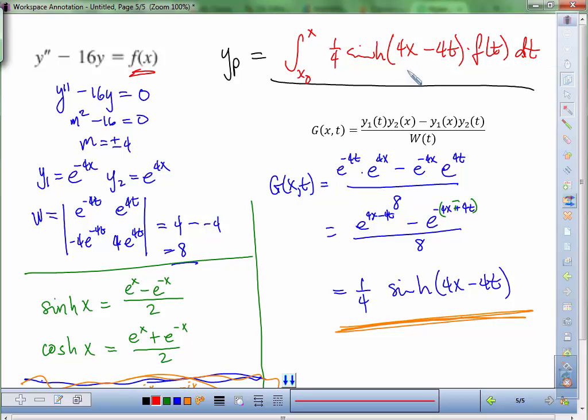So x is constant with respect to this integral, and t is your variable with respect to this derivative or integral or antiderivative. Once you know what f of t is equal to, then you can solve for this. Okay? So that would be your y particular for this particular problem. Questions? Okay. Yes?